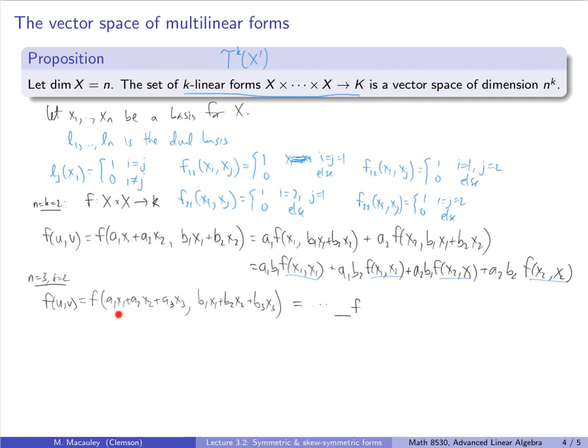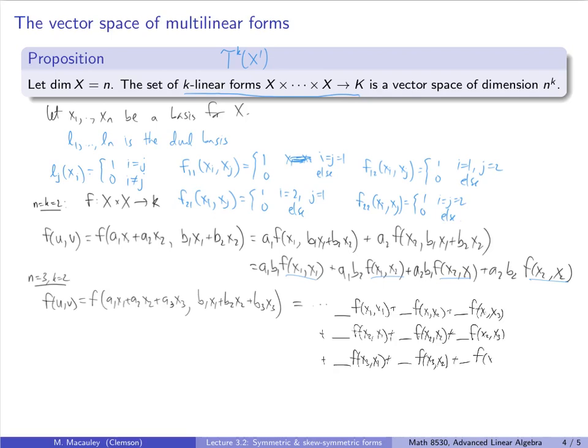Now we have all combinations, so x1, x1, 1, 2, 1, 3. So we're going to get f of x1, x1 plus some constant times f of x1, x2 plus some constant times f of x1, x3 plus some constant times f of x2, x1 plus f of x2, x2 plus some constant times f of x2, x3, and finally plus something times f of x3, x1 plus f of x3, x2 plus something times f of x3, x3.